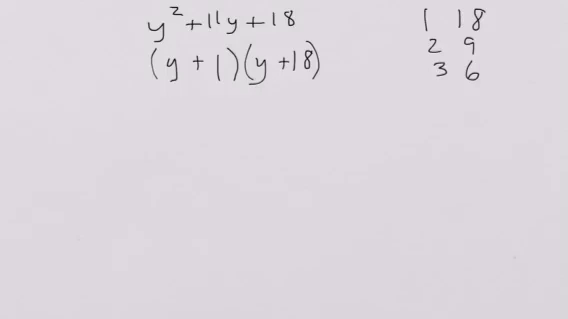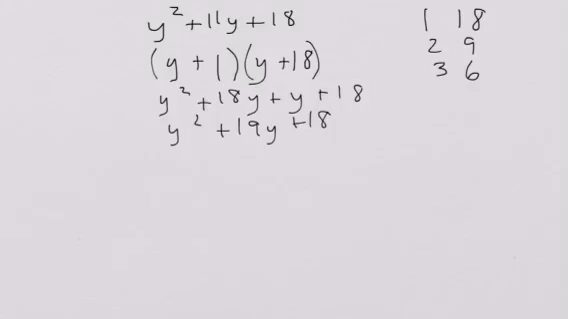So I'll put the plus signs in here. So now if we multiply this out, we distribute with FOIL, first, outer, inner, last, to multiply. So y times y is y squared. Y times 18 is 18y. 1 times y is y. And 1 times 18 is 18. So if I collect the like terms, 18y and y will give us 19y.